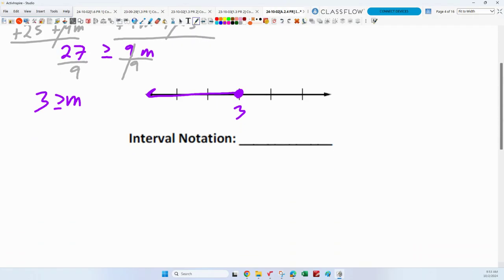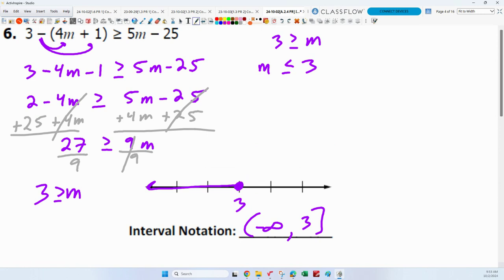Now that we got the graph, we can convert that to interval notation. What's the interval notation going to be? Negative infinity with, good, parenthesis, comma, 3 with bracket. Okay, very good. Okay, now I just want to show you one other thing here.